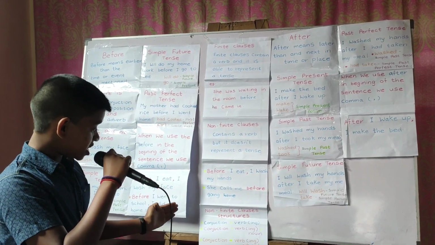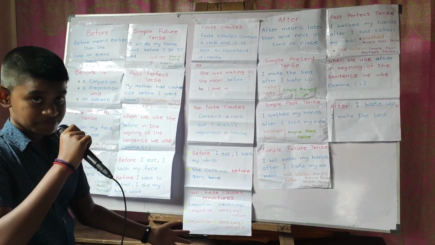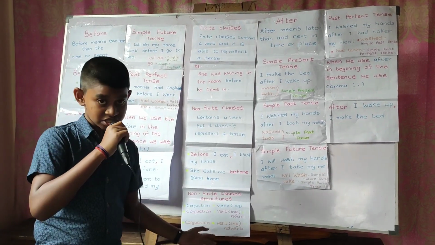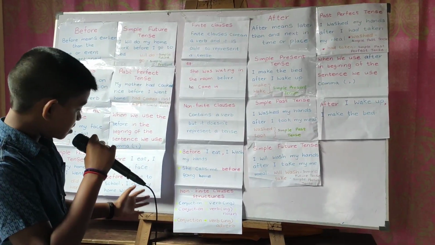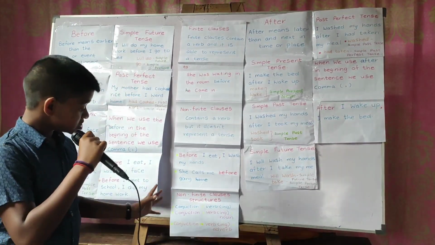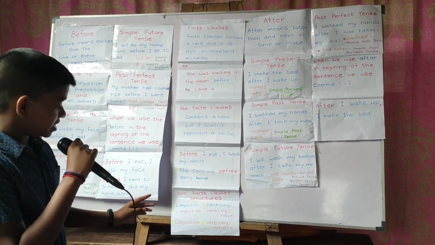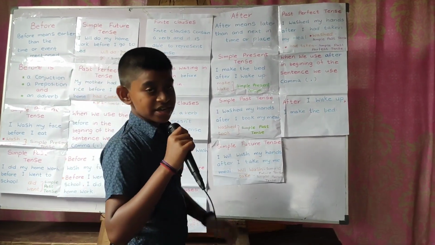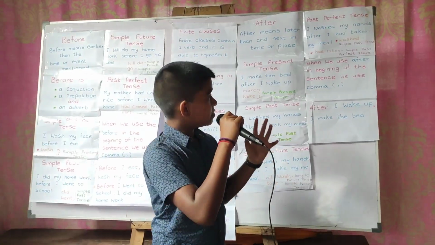And this is the structure of non-finite clauses. First one is conjunction plus verb-ing. Second one, conjunction plus verb-ing plus noun. Third one, conjunction plus verb-ing plus adverb.